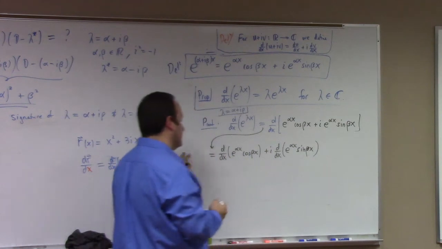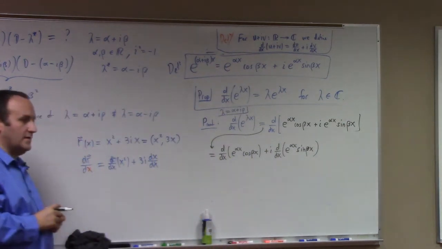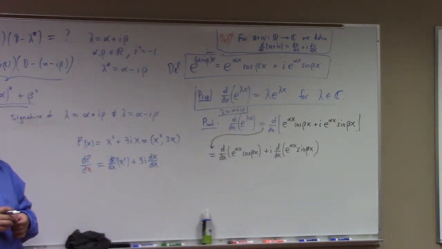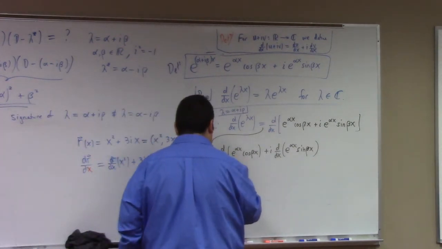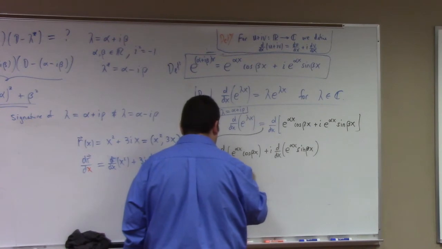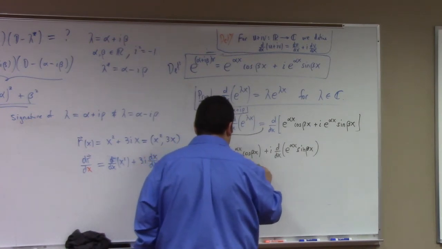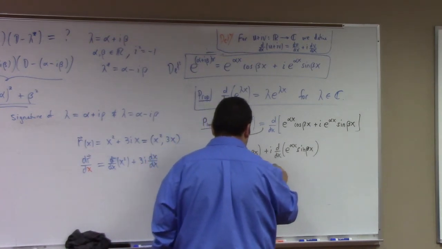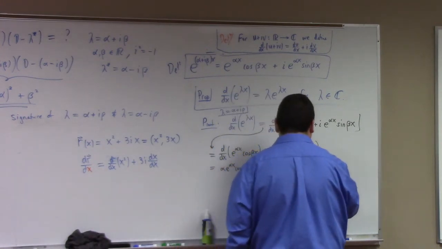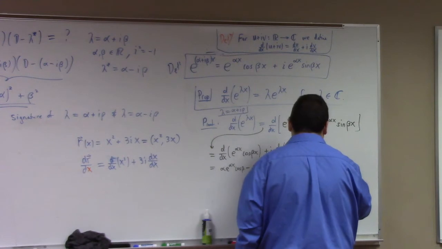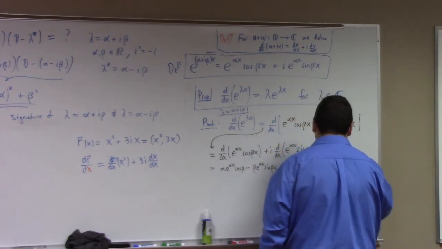Like that. We've got product rules and chain rules. Oh my! It's very producty and very chainy. So we get alpha e to the alpha x cosine beta x minus beta e to the alpha x sine beta x, plus i times alpha e to the alpha x sine beta x plus beta e to the alpha x cosine beta x.